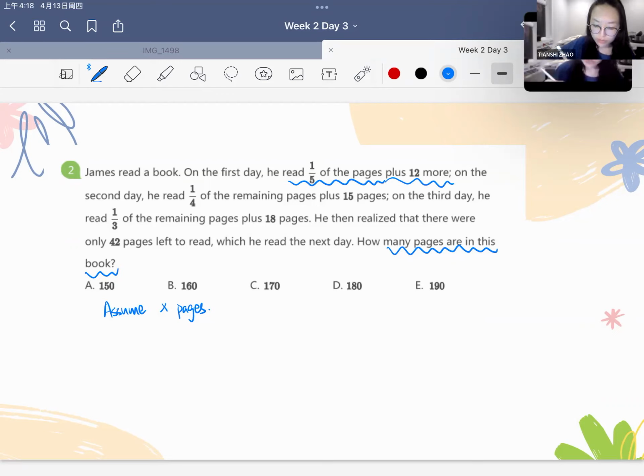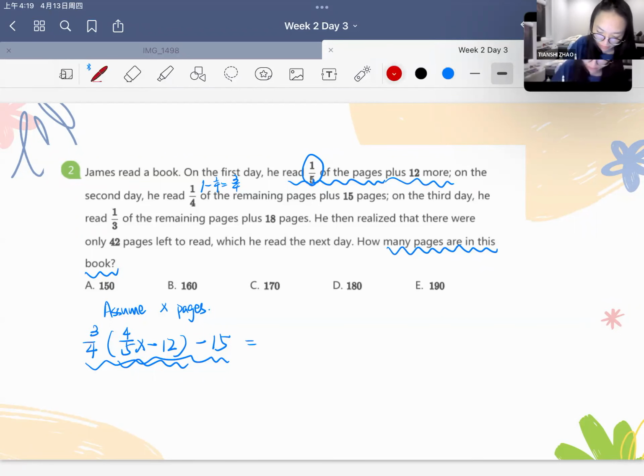On the first day, he read 1/5 of the pages, which means that there are 4/5x minus 12 pages left after the first day of reading, right? And on the second day, he read 1/4 of the remaining pages. So on the second day, how many pages are left? He read 1/4, which means that there are 3/4, right? Because 1 minus 1/4 equals 3/4. So there are 3/4 of the remaining pages, which is this amount, and then plus 15, which means that after the second day of reading, there is this amount of pages left. Let's do the simplification first.